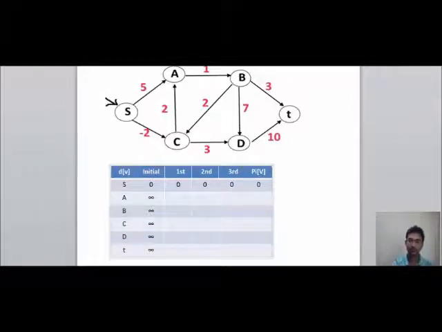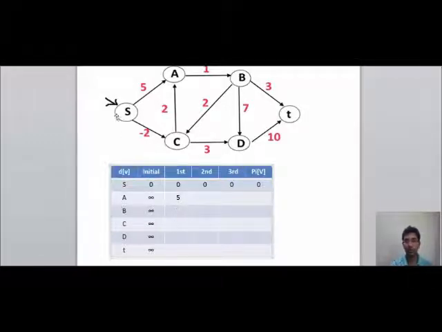In the first iteration, the value of A is infinite and S is 0. So by our algorithm, infinite is greater than 0 plus 5. So we need to update the value of A in the first iteration as 5.